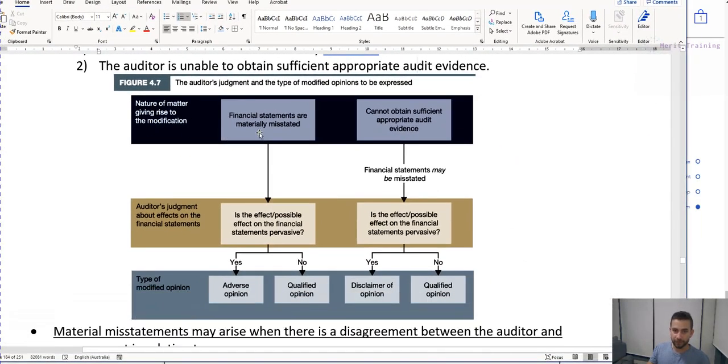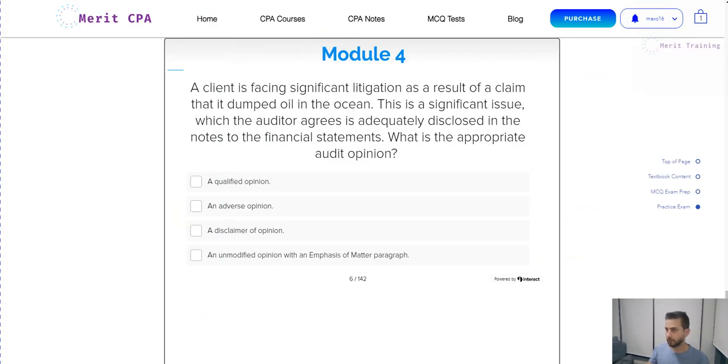So the first question is, are the financial statements materially misstated, or can the auditor not obtain sufficient audit evidence? Are any of those the case? If either of those are the case, then we go to the next question, which is, is it pervasive or not? If the answer is yes and it's materially misstated, it's adverse. If it's materially misstated but not pervasive, it's qualified. If the auditor can't obtain sufficient evidence and it's pervasive, then it's a disclaimer of opinion, and if it's not pervasive, then it's a qualified opinion. And if it's not any of that, then it's unmodified, right? So unmodified is the good one. So let's just get back to this scenario.